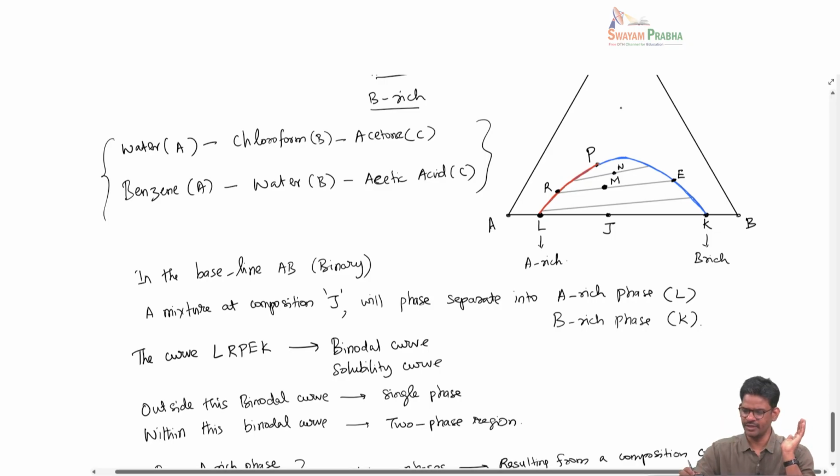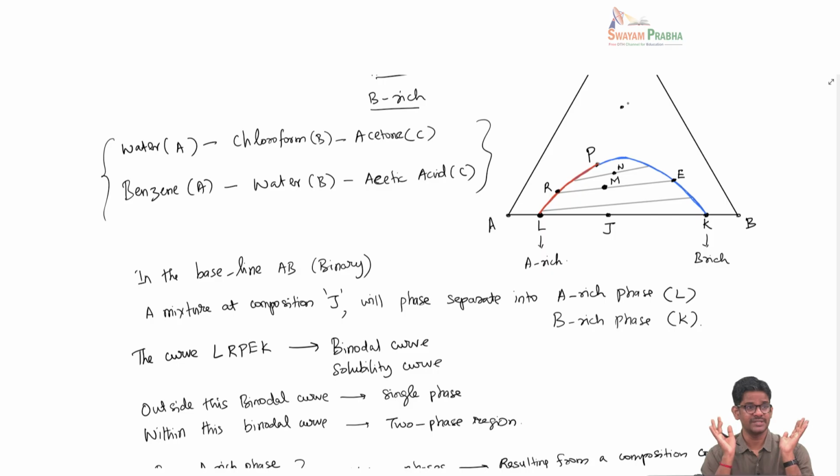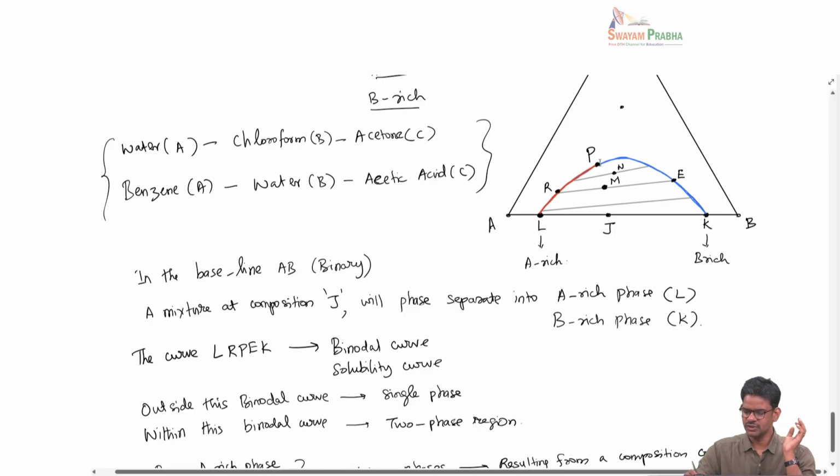Okay, so any point if you take outside this envelope, there is a sufficient amount of C present so that all three components can be in one single phase, again dictated by thermodynamics. Now there is one point P which is called the plait point, where the two phases have the same composition.